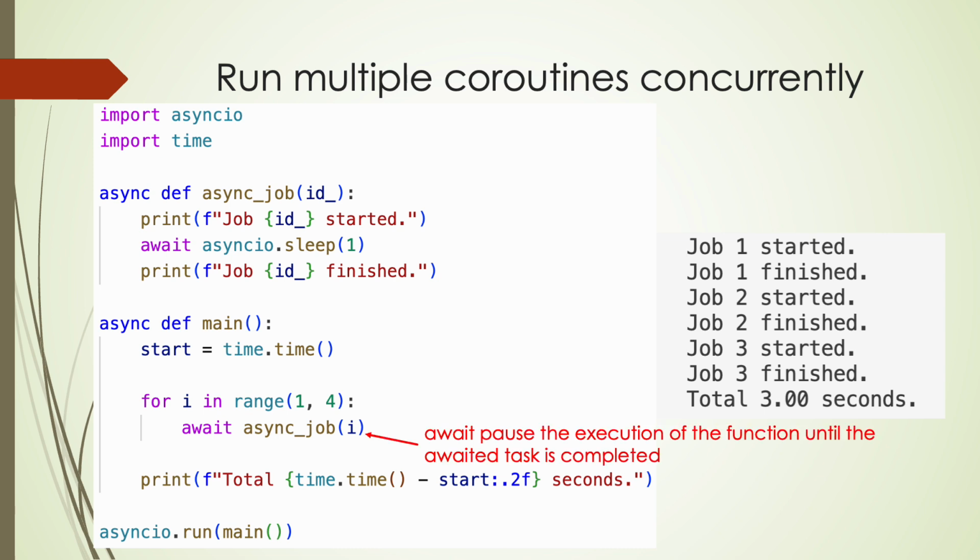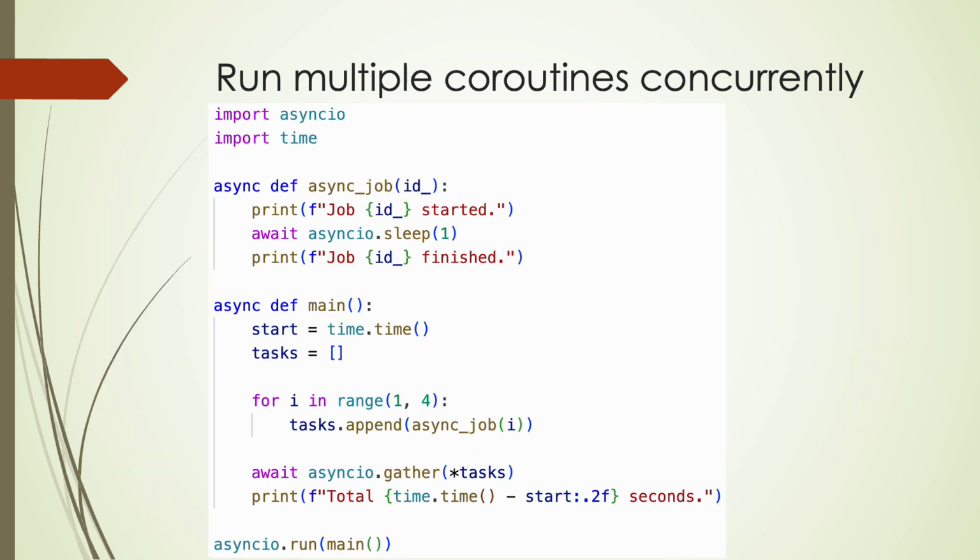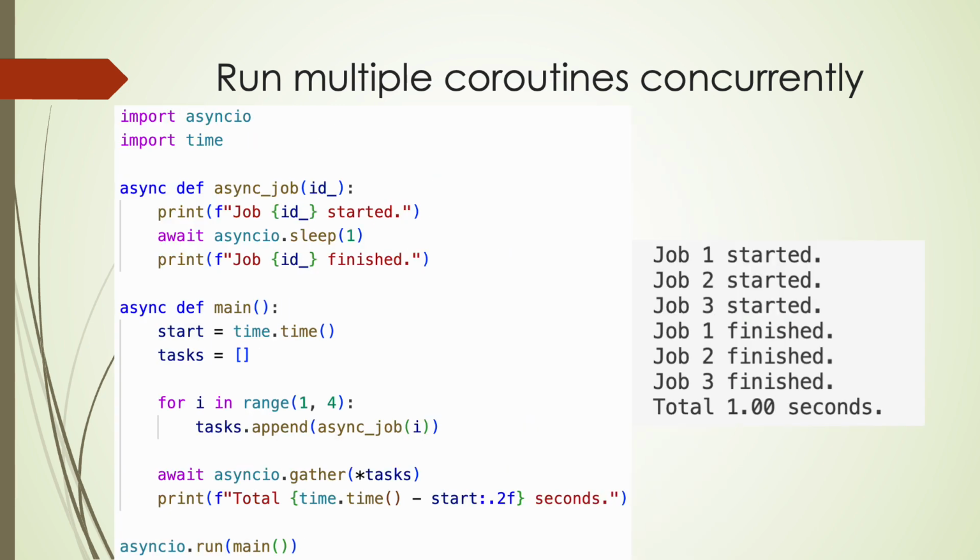The reason is just the await keyword, which will pause the execution of the function until the awaited task is completed. As a result, the coroutine objects created are awaited one by one, and a new one cannot be started until the previous one is completed. To run the coroutines concurrently, we need to first collect the coroutines in a list, which is commonly called tasks, and then call the gather function from the asyncio package to run them asynchronously. Note that we need to use the star operator here to unpack the list for the gather function. Also note that the gather function should be awaited rather than the coroutine objects. When this function is run, the coroutines are run concurrently as expected.